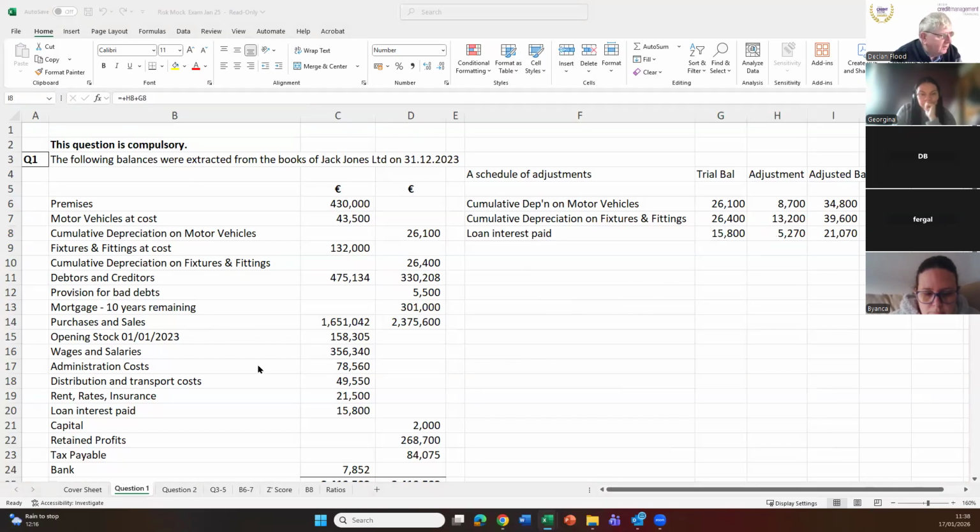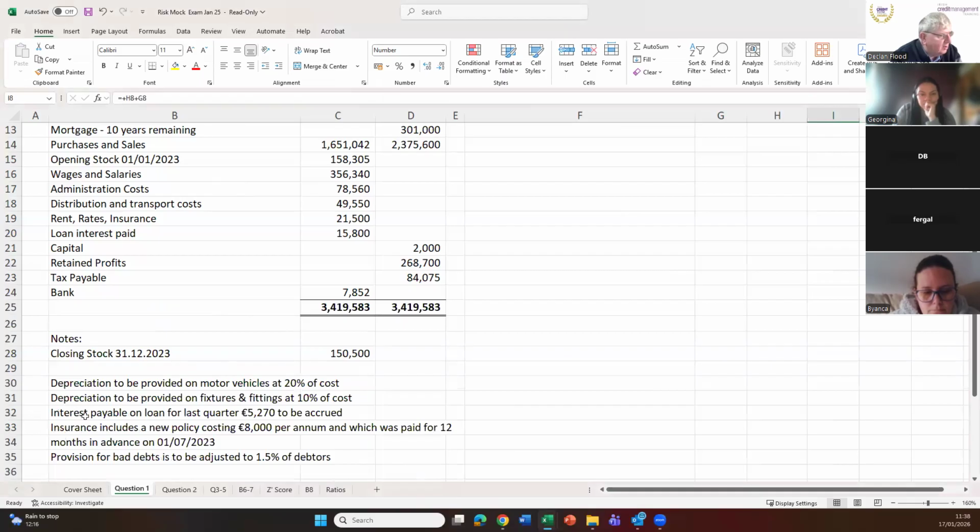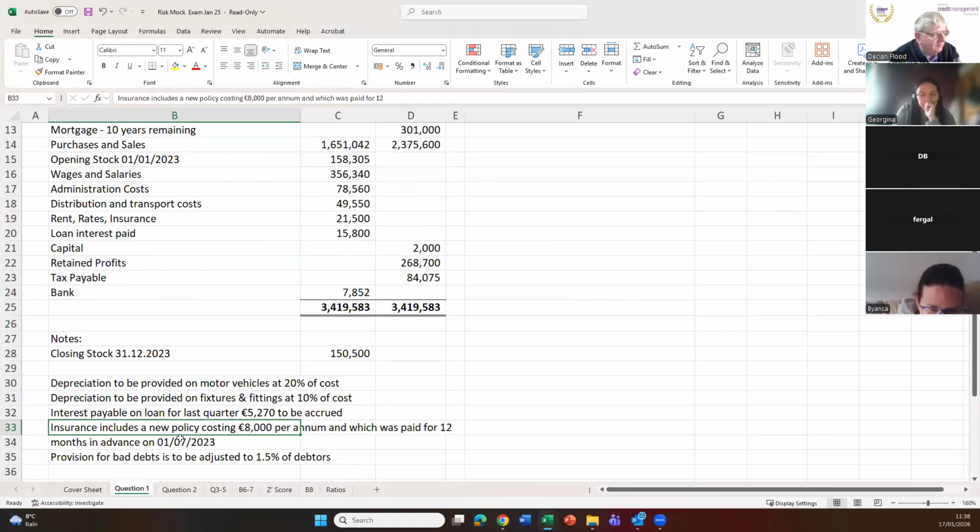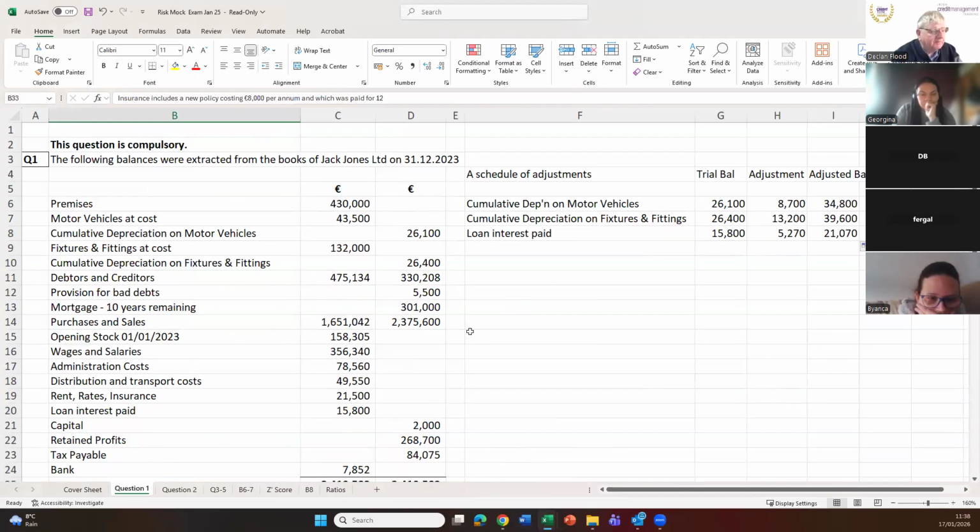Then the next one is insurance. It's saying insurance includes a new policy costing 8,000 per annum, which was paid for 12 months in advance on the 1st of July. So again, we're keeping the sum simple. We know that we paid the 8,000 out within the year, but only half of that relates to that year and half relates to the next year.